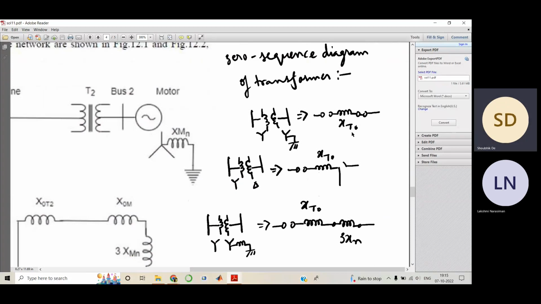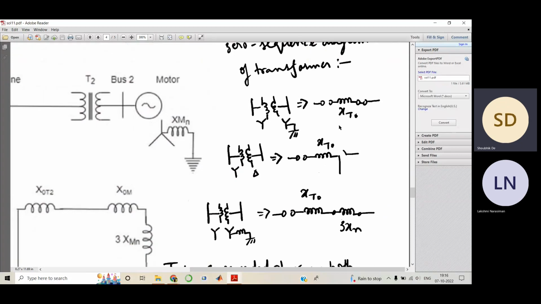So the zero sequence diagram would be something like this. Your left hand side would be open because there is no grounding, whether it is solid grounding or resistance or reactance grounding. That is why this would be open. And on the other side, since this is a solid grounding, you would short these 2 points. This is the configuration that is followed.